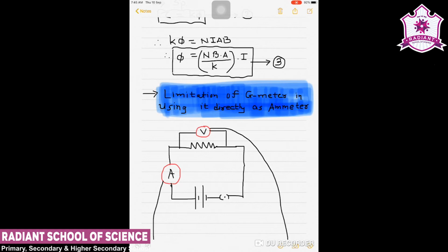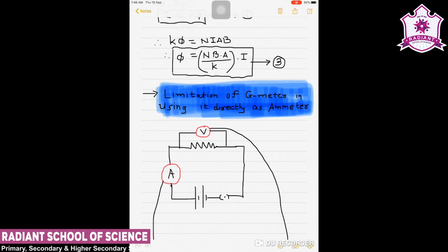So if we want to measure 1 ampere, 2 ampere or some milliampere, then we have to change the mechanism behind it. Second, for measuring currents, the galvanometer has to be connected in series, as shown in the figure here. Now if I connect it in series, its own resistance is also added to that circuit, so we have to minimize its resistance.